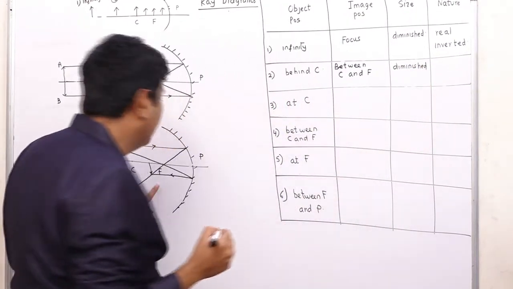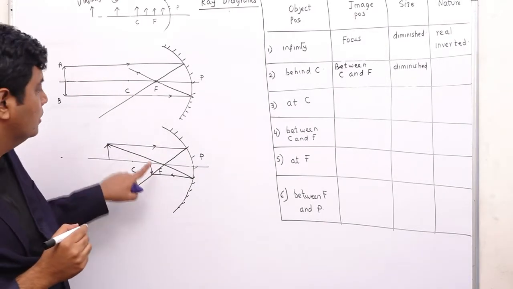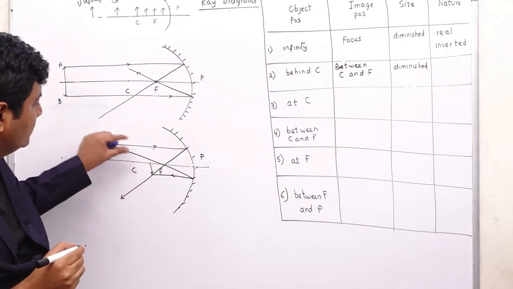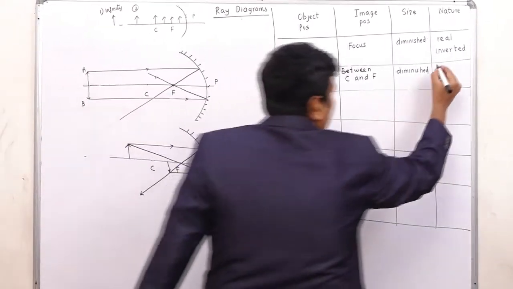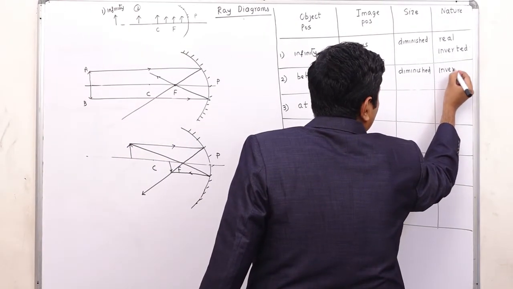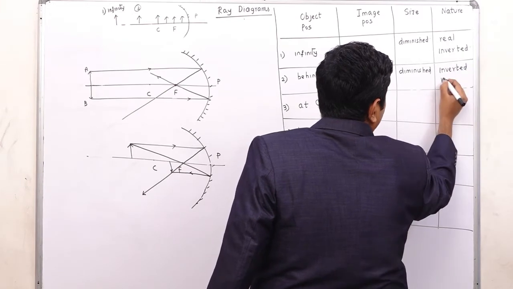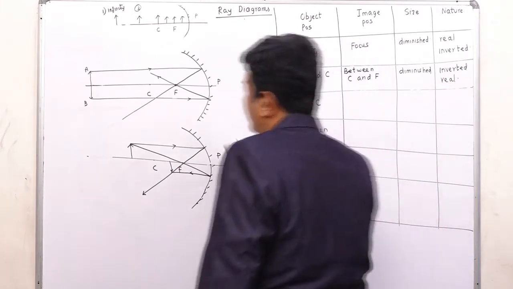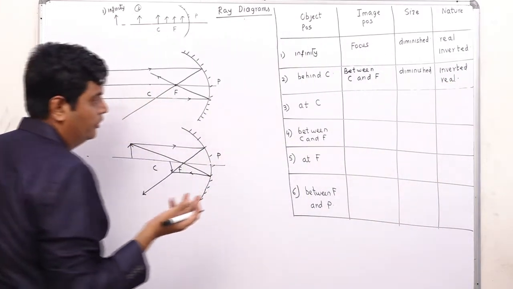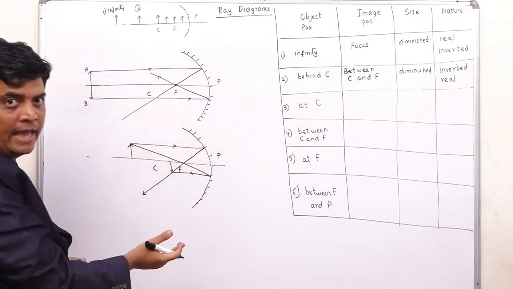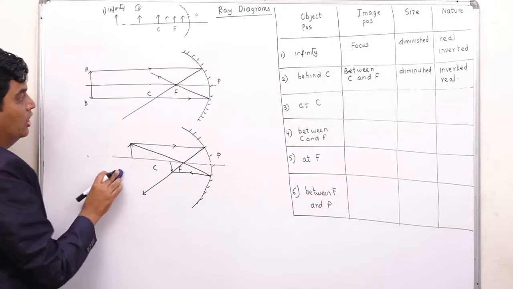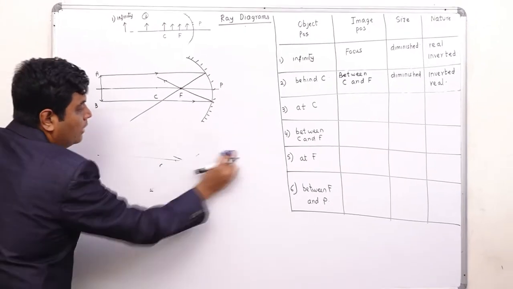Okay. What will be the nature? Because here it is diminished and it is inverted, right? You can see it is inverted. So because it is inverted, it is real. Or because it is real, it is inverted. You can take it any way. Okay? Have you understood how to draw this ray diagram? So we have understood this. Now I will draw the third position.